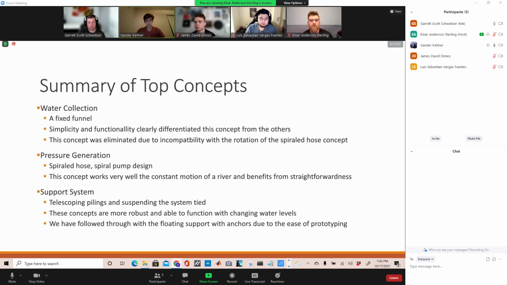And for the support system, telescoping pilings and the suspended system were each shown to be a little bit better, or the best concepts. But we're not deciding to go with this preliminarily as our design, because they may be more difficult to prototype. So we may start with the floating support.